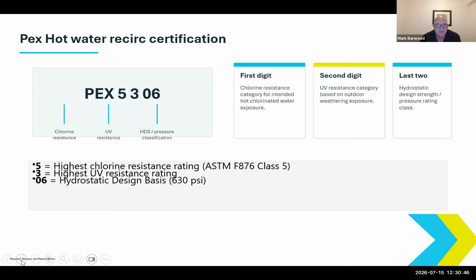The highest UV rating is 3, and then anything 2 and 1 or lower. 0 would be no UV rating, and then 6 is a hydrostatic design basis. So it's tested to a burst pressure of 630 psi. So on hot water recirc lines, you want your PEX to have a 5306.